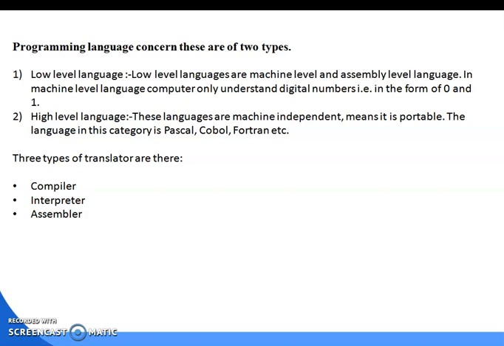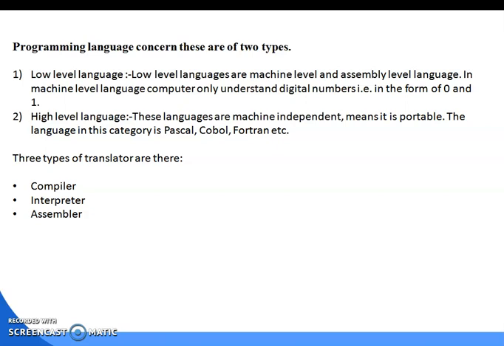In high level languages, the languages are machine independent, meaning they are portable. The languages in this category are Pascal, COBOL, Fortran, etc. So there are two types, one is your low level and another one is your high level language. Low level language means the language in the form of binary numbers 0 and 1, and high level languages are machine independent, meaning they are portable, and the languages in this category are Pascal, COBOL, Fortran, etc.